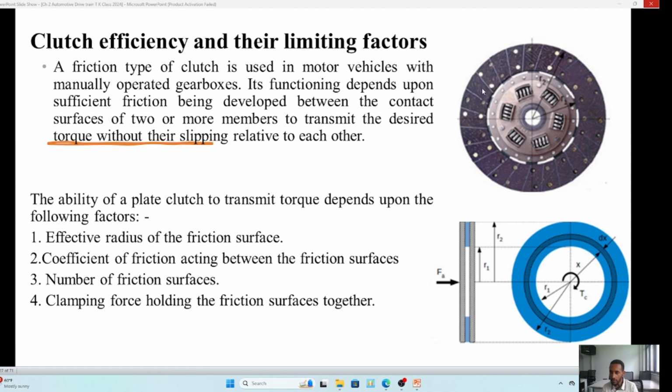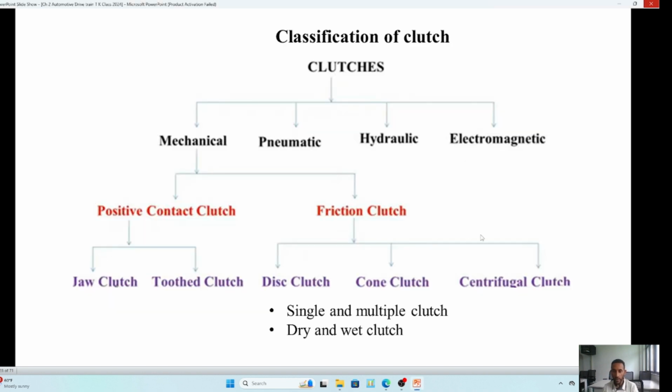For example, if I make 1 disc, 2, 3, it will increase the amount of frictional surface. And the other one, which relates to the pressure plate assembly, is the applying force or the clamping force. Even if it has better friction, if the clamping force here is lower, the amount of torque transferred from the engine to the transmission will be reduced, and there will be slippage.